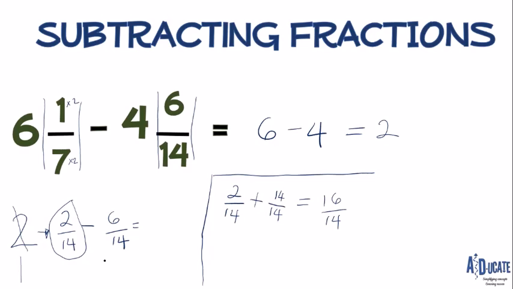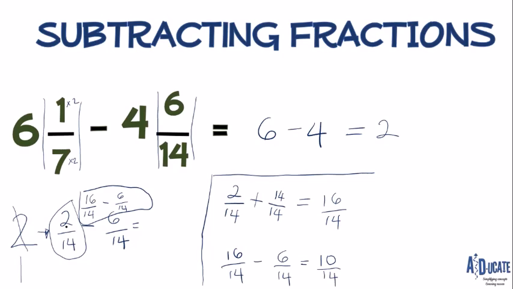So what we're saying now is 16 over 14 minus 6 over 14. This is what we have now. So what are we left with when we do 16 over 14 minus 6 over 14? That would be 10 over 14. And then we add that to the 1 whole we have left.